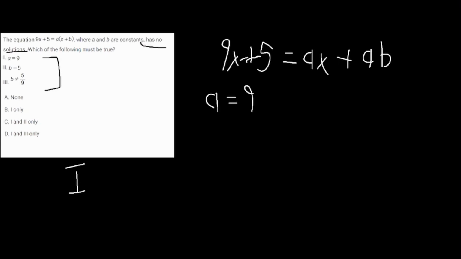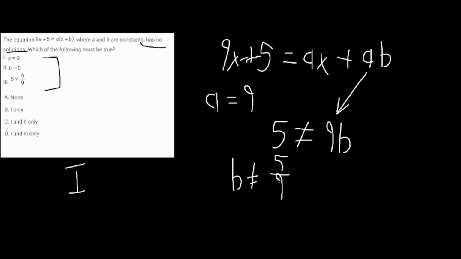Now we must solve for what b would be. 5 cannot equal 9b, because once again, a is 9. So we will divide both sides by 9, giving us b cannot equal 5/9, giving us the fulfillment of 3.